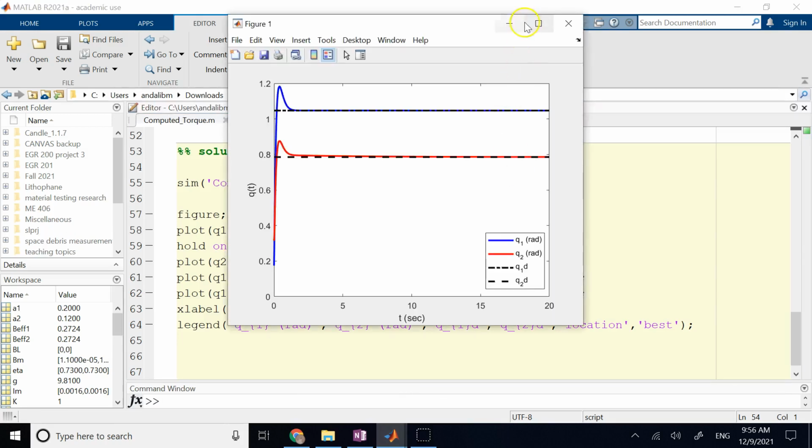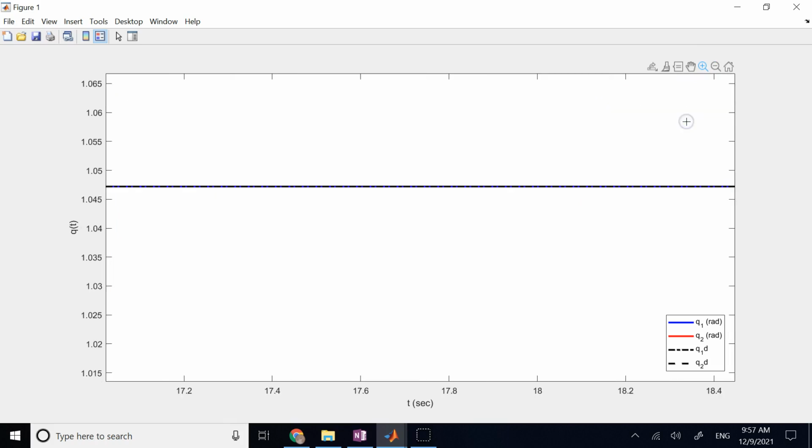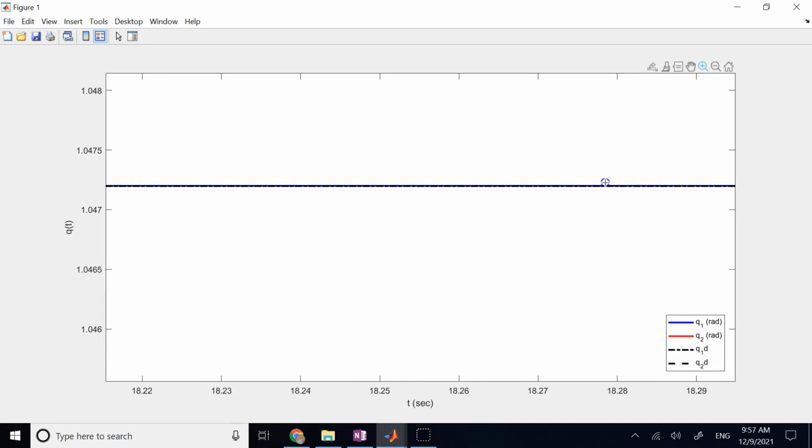And this is what we have. The dash-dotted line or the dash line in black are the desired values for Q1 and Q2. And the blue and the red are Q1 and Q2 themselves. You see both of them had some overshoot, and now they are trying to exponentially get to what? To the final value. And if you look at the final values, look at basically the steady state error, you see that the steady state error is almost 0. It's not going to be perfectly 0, but almost.